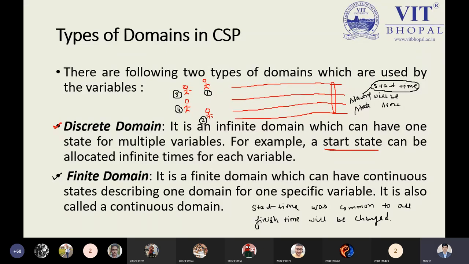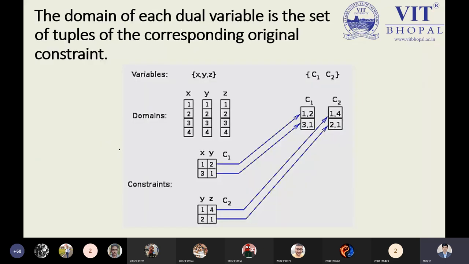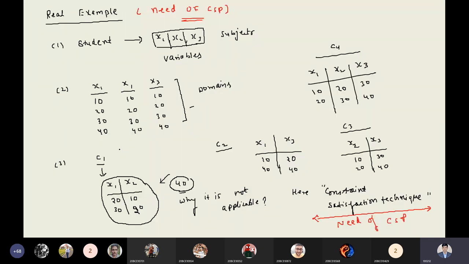So if you look at this example, x1 is holding the values 1, 10, 20, 30, 40. All these are the domains we can have. There's no fixed point: x3 may have the values from 10 to 50. x1 can have 10, 20, 30 only. x2 may have 30, 40, 50 only, and x3 may have 10, 30, 50.